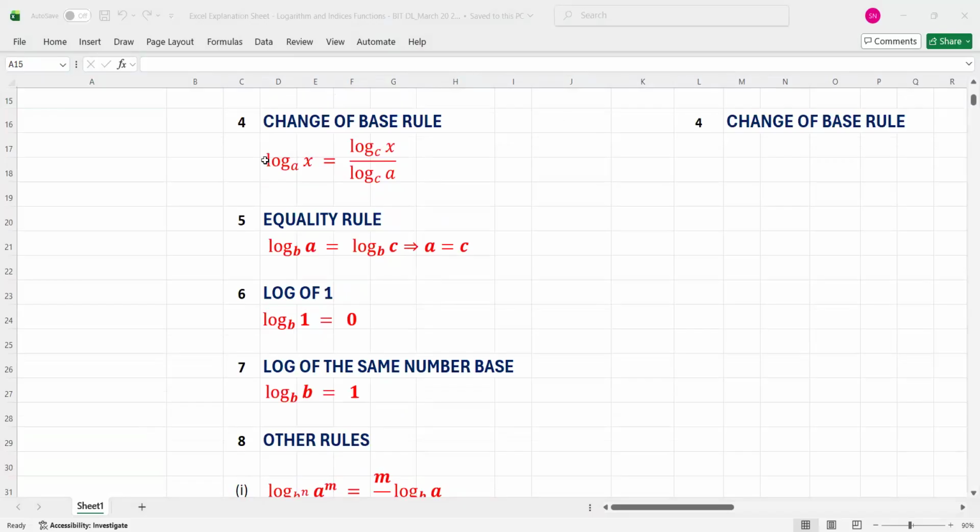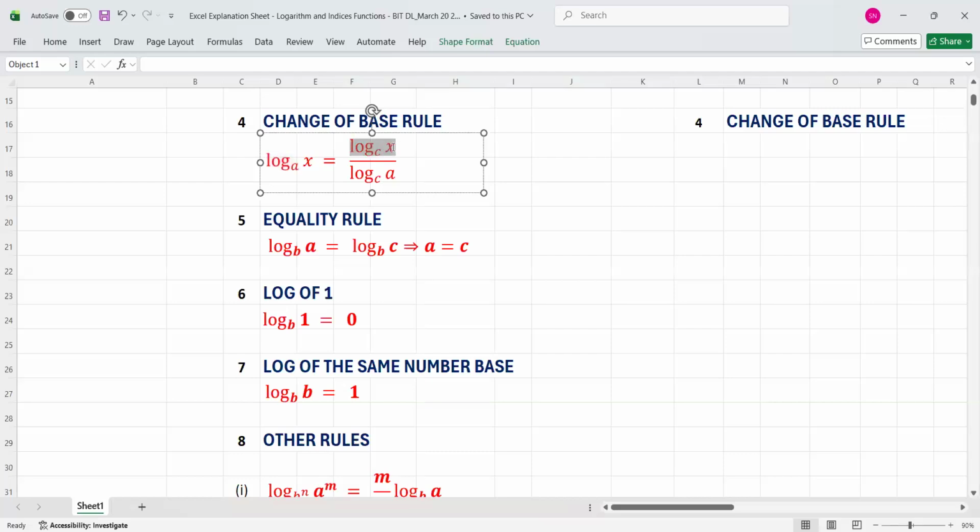Log x to base a can be written as log x to base c, divided by log a to base c. It means that you are changing the log of x to base a, this a, we are changing it to base c. So this is a property that you need to use.